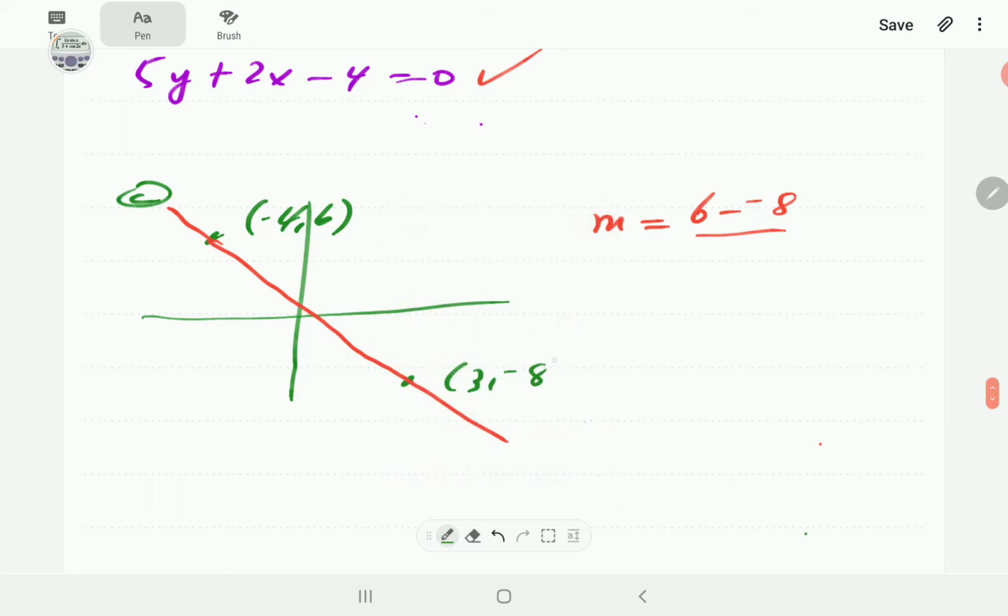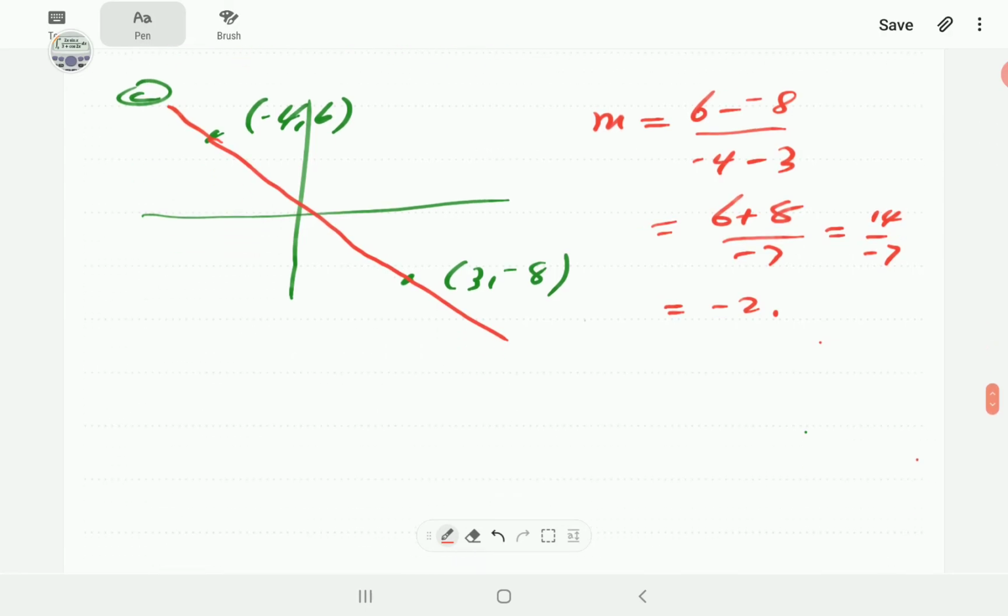So we are going to do exactly the same thing with the x values. So that's going to be negative 4 minus 3. 6 minus negative 8 is the same as 6 plus 8. This is negative 7. So this is going to be 14 over negative 7. This is negative 2. So m for this straight line is negative 2. Then I'm going to use the 1 point form just for this example.